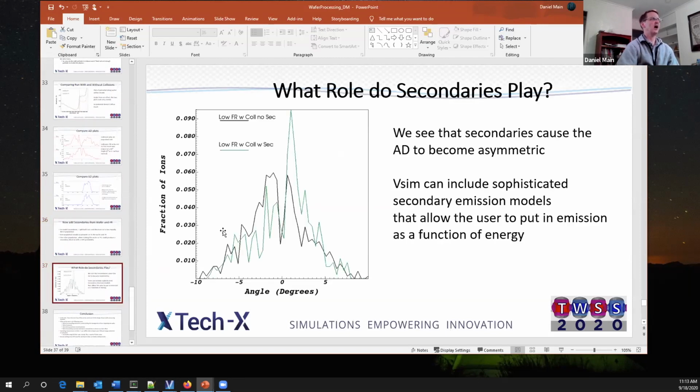And this is the ion angular and energy. Well, this is actually just the ionic angular distribution. The black is a low focus ring with collisions, no secondary population. I apologize, I'm partially colorblind. I choose colors based on contrast, but that doesn't necessarily mean I know what the color is. So the other color is with low focus ring with collisions with secondary electrons. And you can see that there is sort of this spike that leads to an asymmetry in the angular distribution.